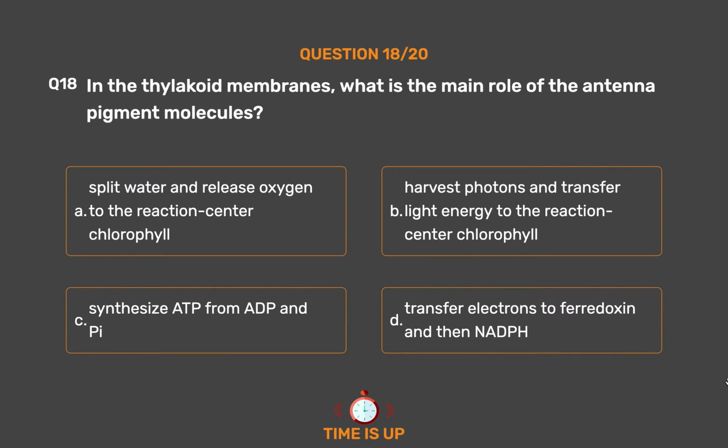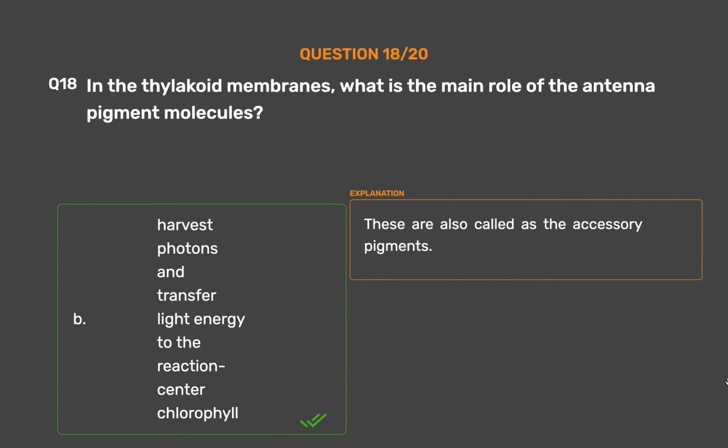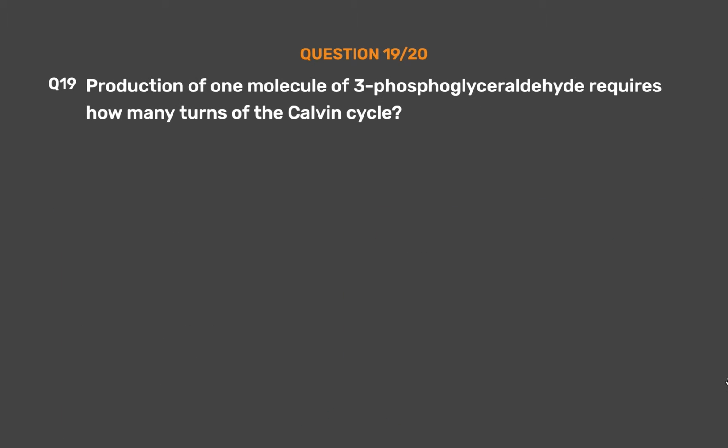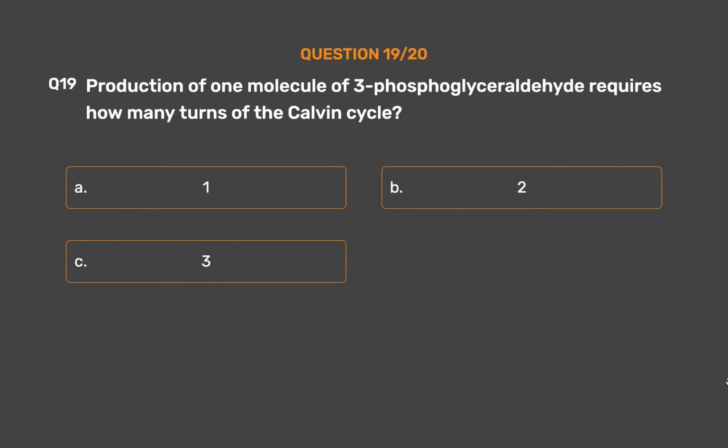The correct answer is option B. Harvest photons and transfer light energy to the reaction center chlorophyll. These are also called the accessory pigments. Question number 19. Production of one molecule of 3-phosphoglyceraldehyde requires how many turns of the Calvin cycle? Option A, 1. Option B, 2. Option C, 3. Option D, 6.